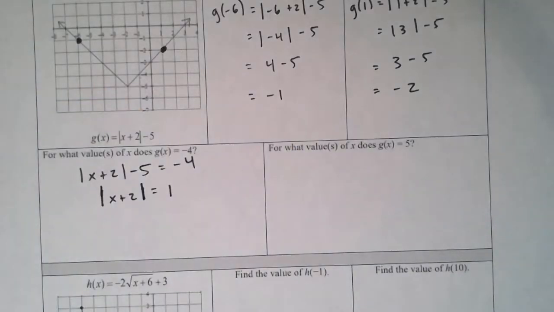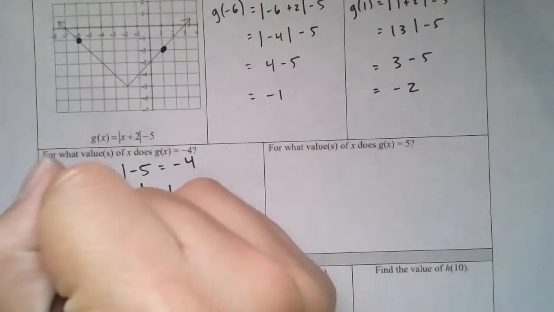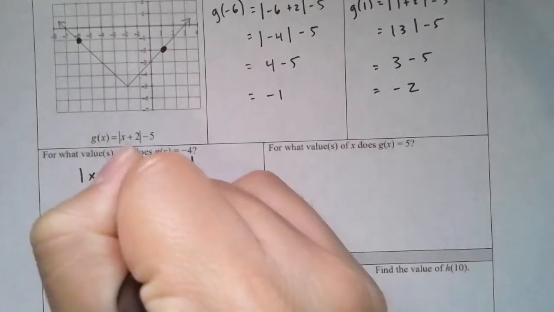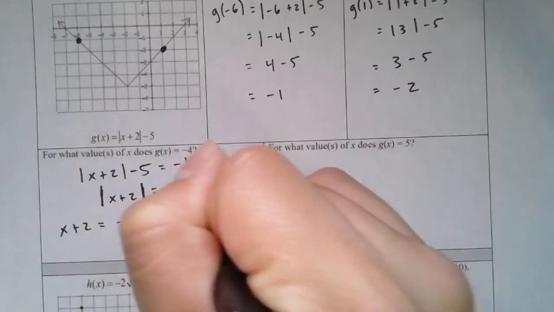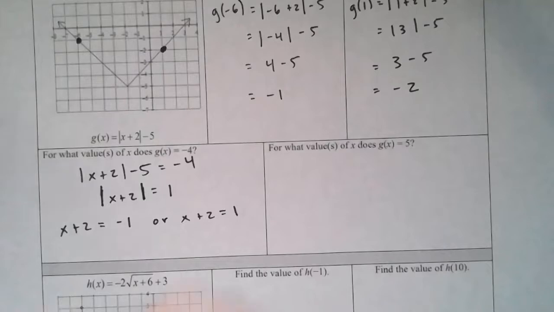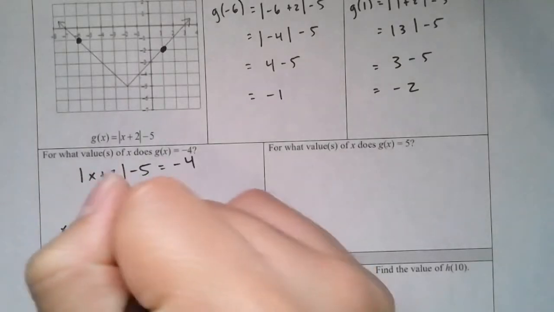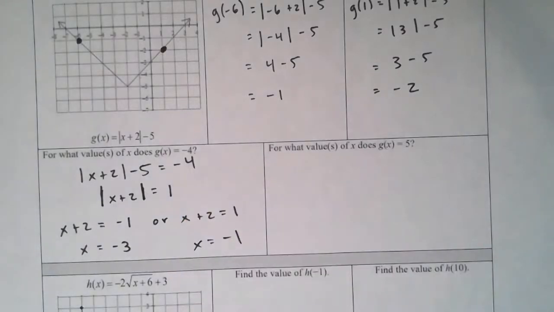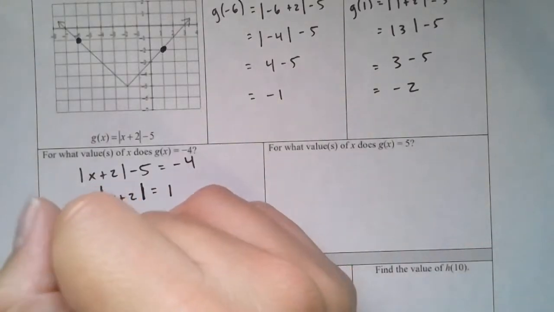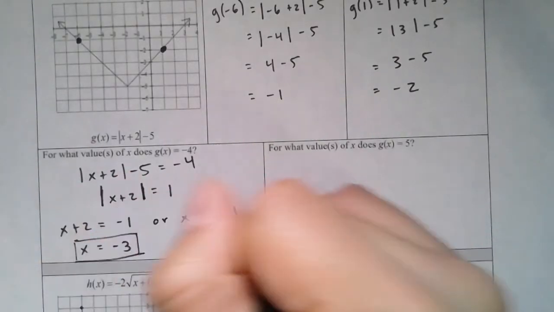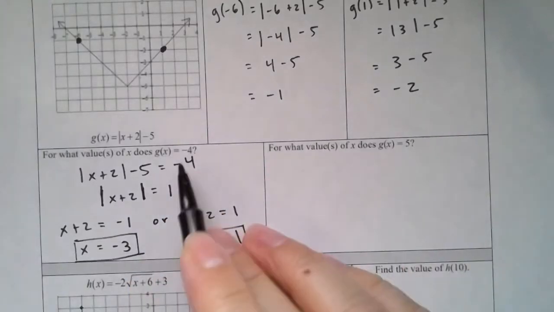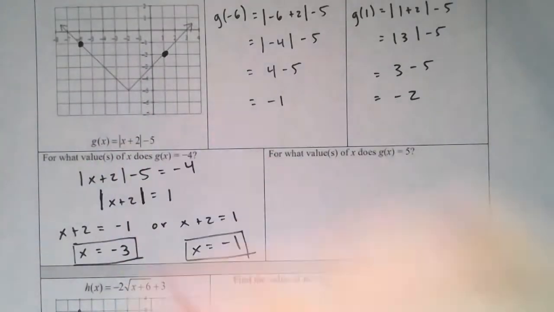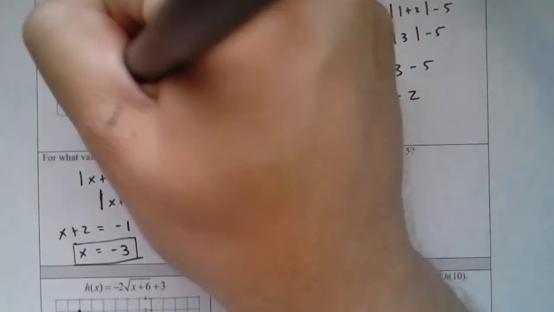Okay, and then you're gonna have, remember, you split it: x plus 2 is equal to -1, or x plus 2 is equal to 1, and you solve. So x is equal to -3, and x is equal to -1. Okay, and these are the two, just like we said, the two x values in which y is equal to -4 according to this graph. So you have one there and one there.